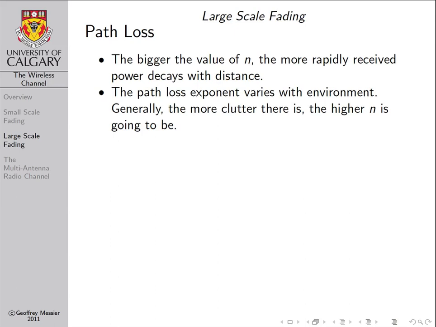However, if you are in a very cluttered environment, let's say you're in a dense urban environment in the downtown core of a city with lots of large buildings between the transmitter and the receiver, n is going to be bigger. And this should match our intuition, because the more obstacles there are between the transmitter and the receiver, the more quickly we would expect average received power to decay with distance.